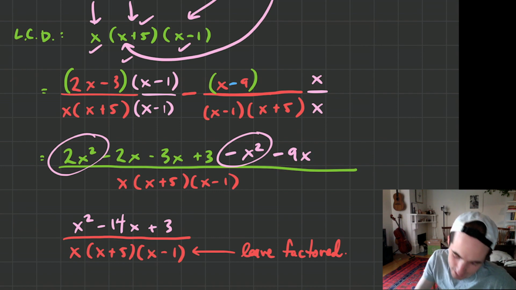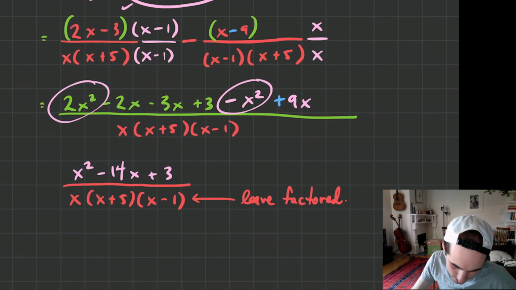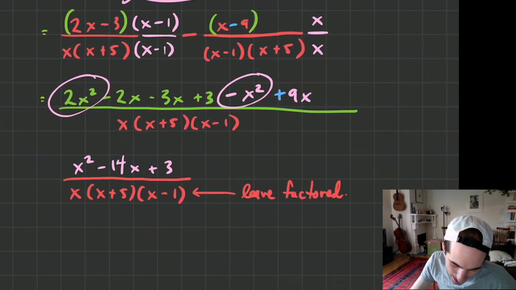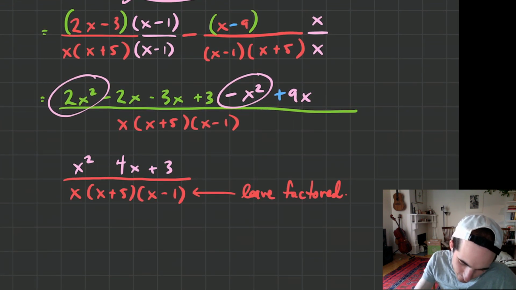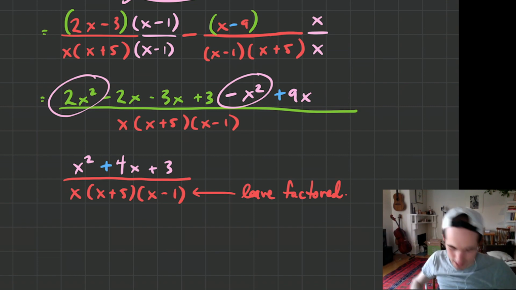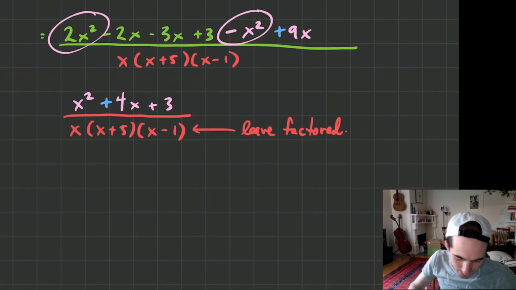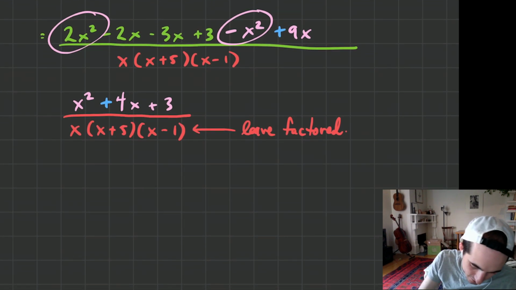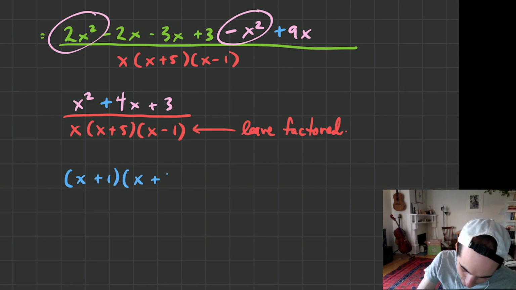Isn't it great to be a math teacher? You can just change the problem until it works the way it's supposed to. And if I add 9, then this gives me plus 4x. Ta-da! I can factor it. So yeah, let's factor this numerator. So this gives me x plus 1 times x plus 3.